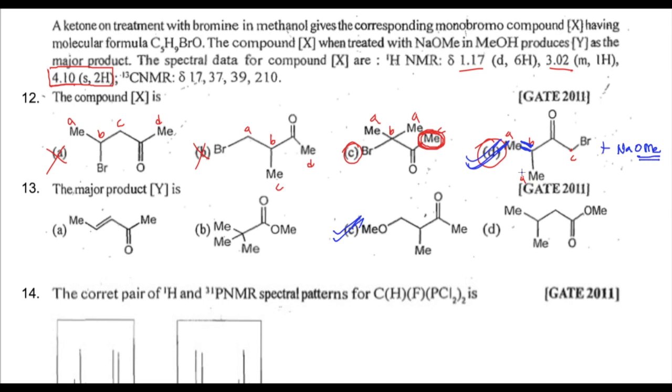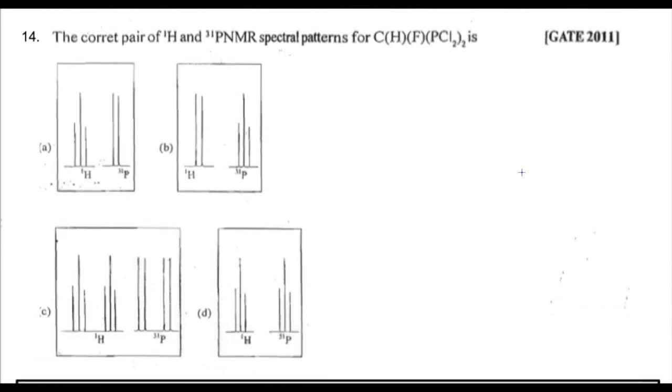All right, okay, so let's go to the last question. It says the correct pair of proton and 31P NMR spectral patterns for your CHFPCl2. So what will be the pair of your proton and your phosphorus NMR? Basically this is your proton, and it is 1 and 2 bonds away from all these phosphorus.